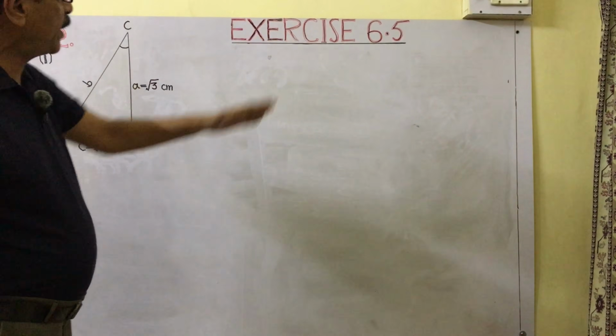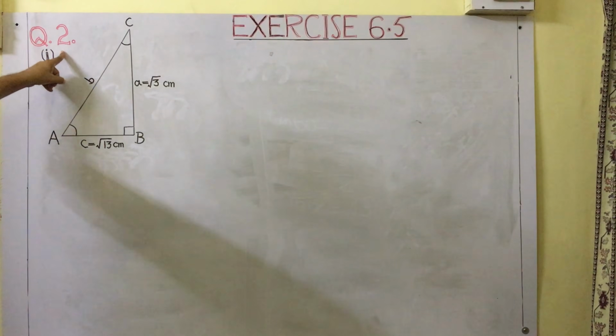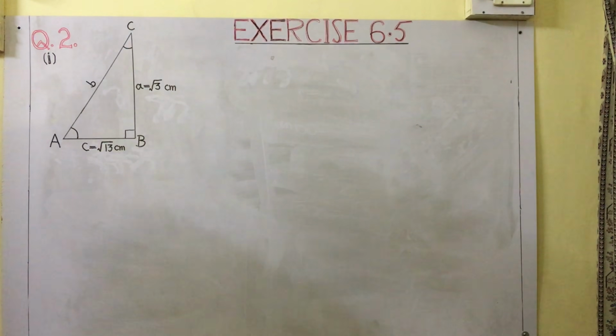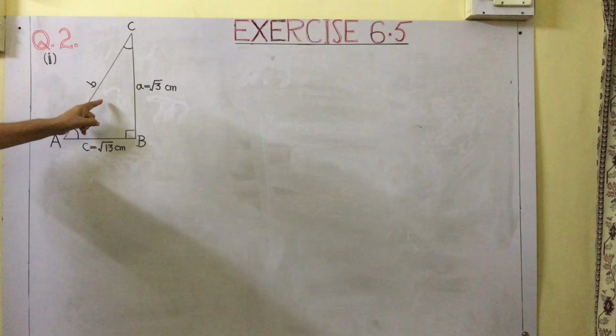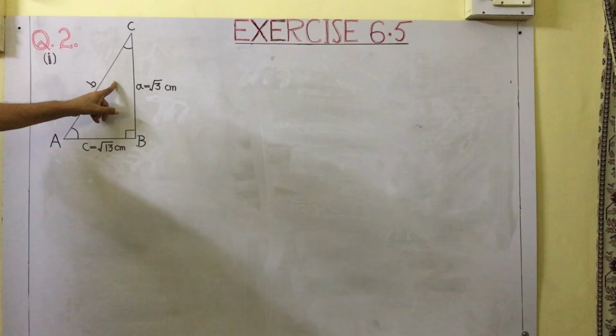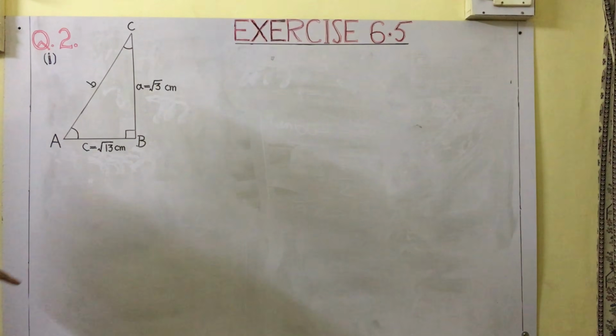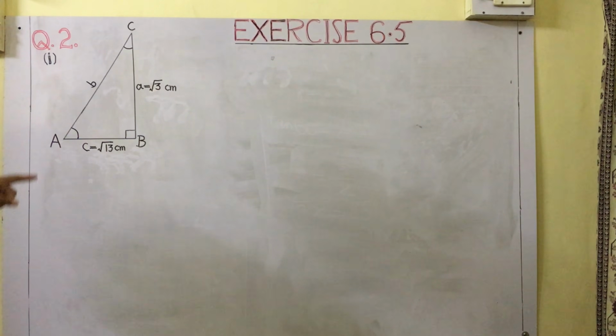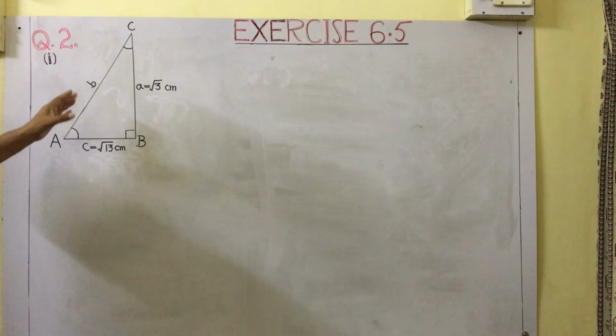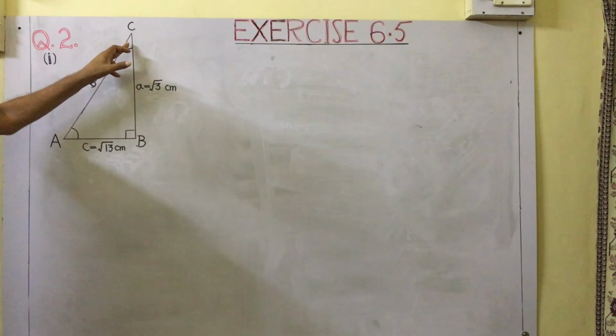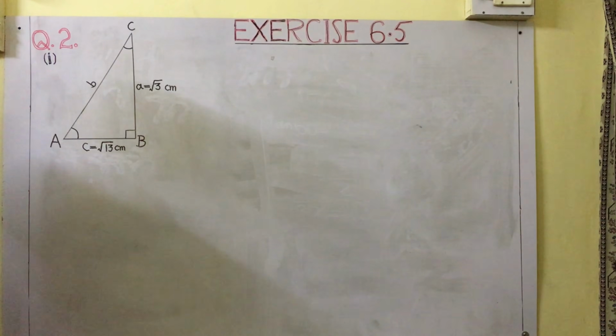Exercise 6.5, question 2, part A. The given diagram is a right angle triangle. We have to find the unknown side and unknown angles.